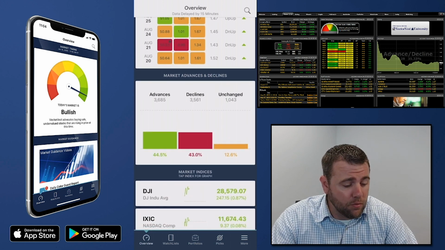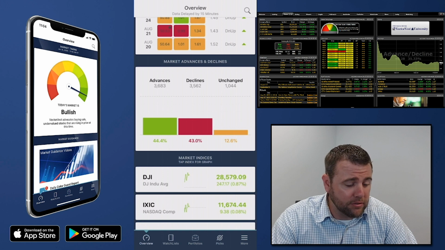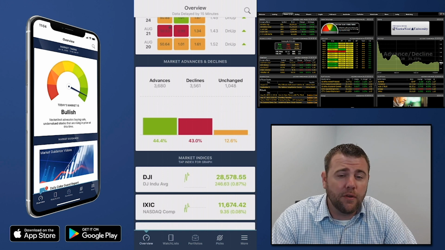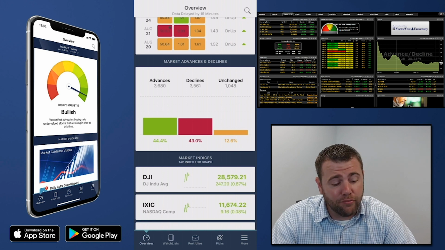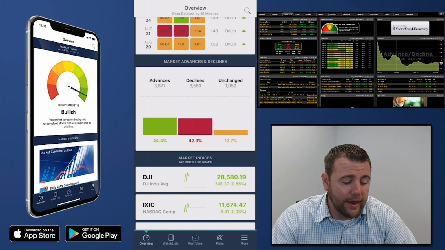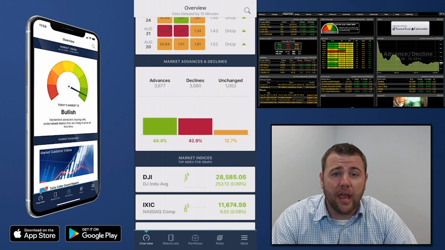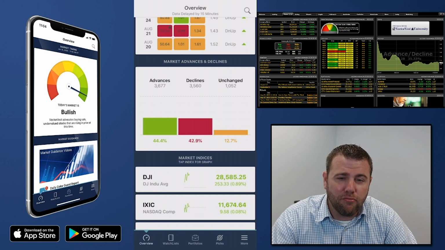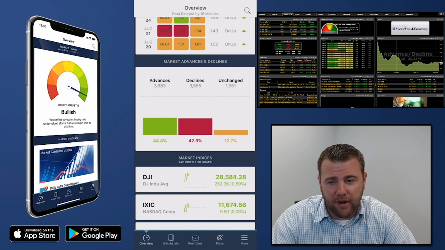Then as we scroll down, we get the advance-declines. Right now we're sitting basically flat. 44% of stocks moving higher, 43% of stocks moving lower, and about 13% unchanged for the day. So that tells us we don't really have a strong bias in either direction.